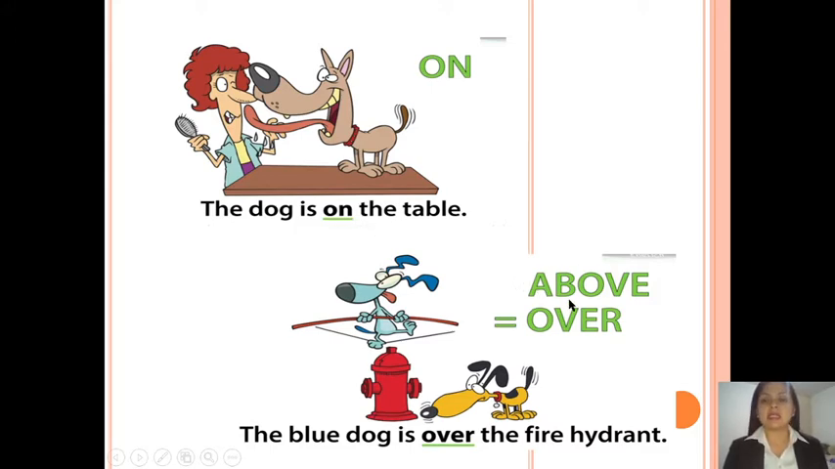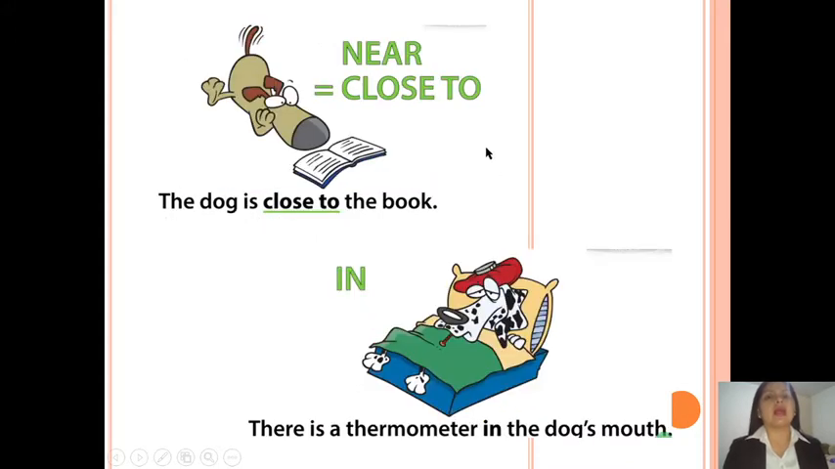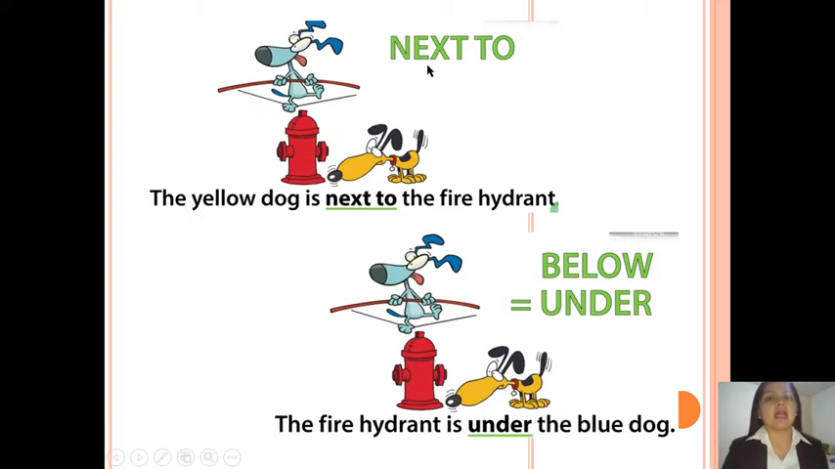Let's continue with the next, that is above or over. The blue dog is over the fire hydrant. Near or close to. The dog is close to the book. In is the next one, and the example is there is a thermometer in the dog's mouth. Next to. The yellow dog is next to the fire hydrant. The next one is below or also under. You can use them both. The fire hydrant is under the blue dog.